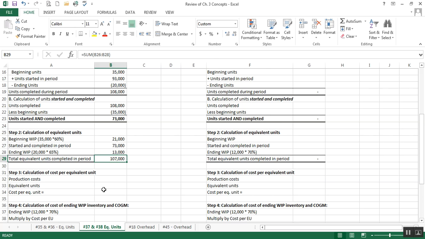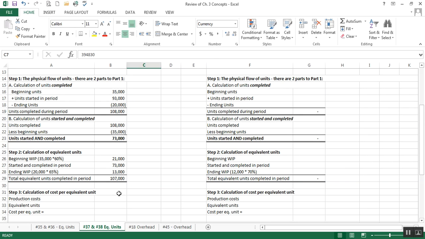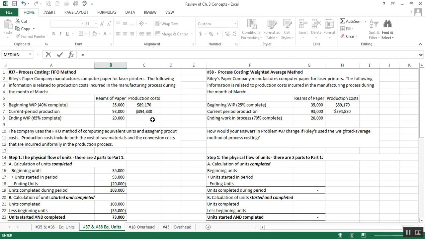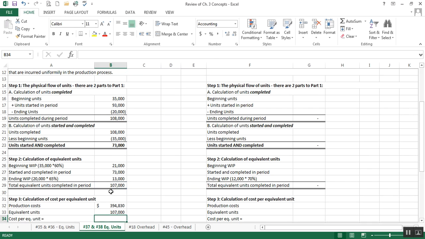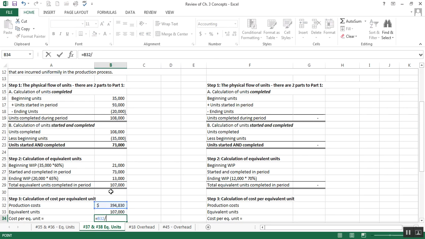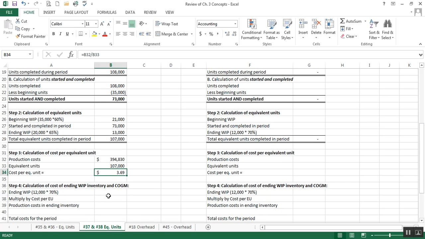Now we're going to calculate our cost per equivalent unit. For FIFO purposes, we assume that the 89,170 is automatically going to cost of goods sold. So to calculate equivalent units, we're going to focus on the 394,830 as the production costs. And we're going to use the equivalent units we just calculated above, divide those two, gives us 3.69 per unit.